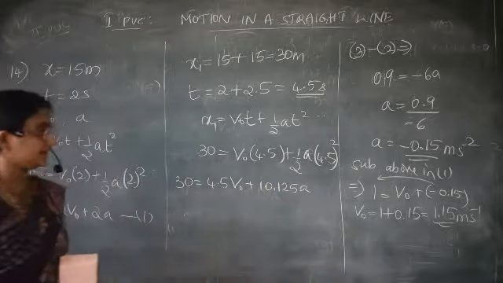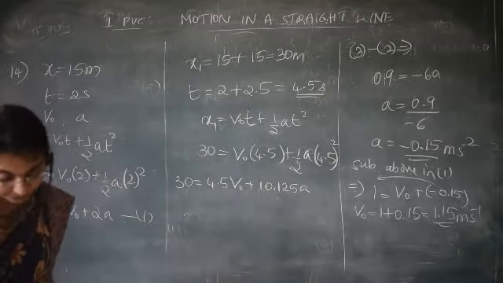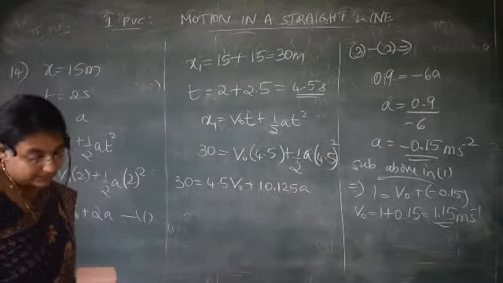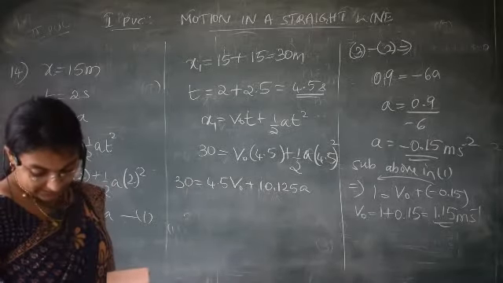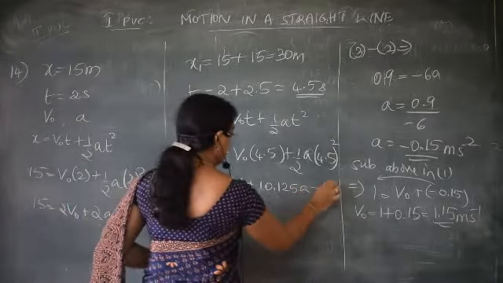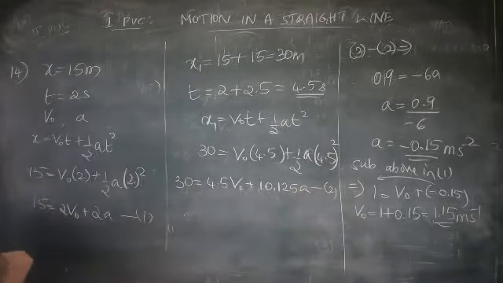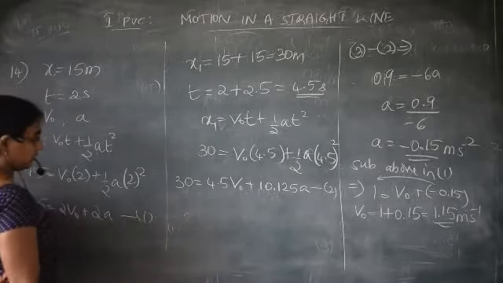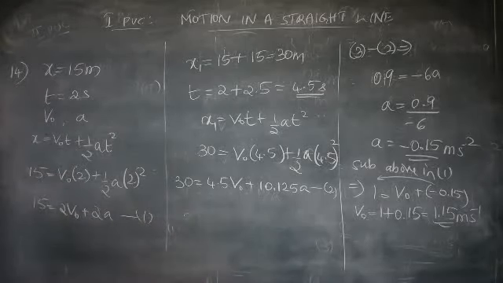Are you getting the same? 10.125? I think it is 10.125. We are getting here 10.125. Okay, let it be equation number 2. Can we equate these two? Multiply by 2. No, do not. How much should we multiply? I should get 4.5.